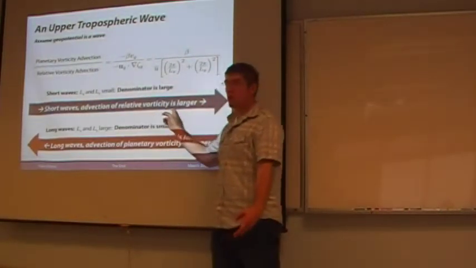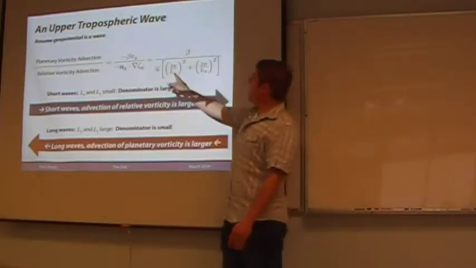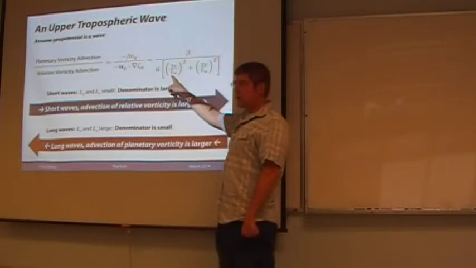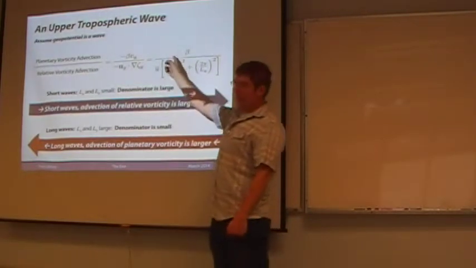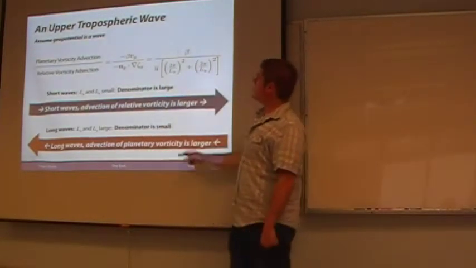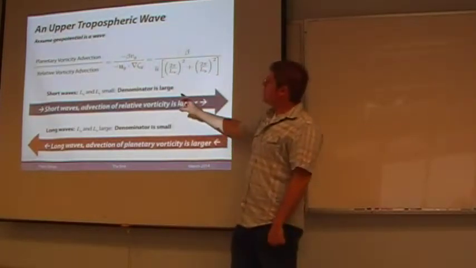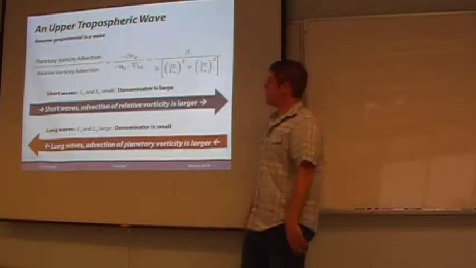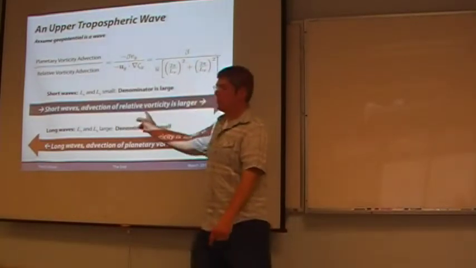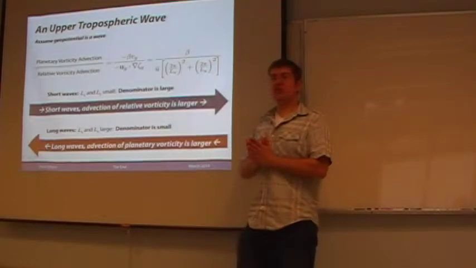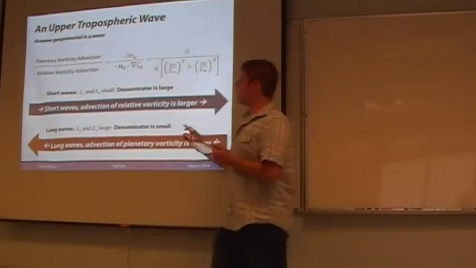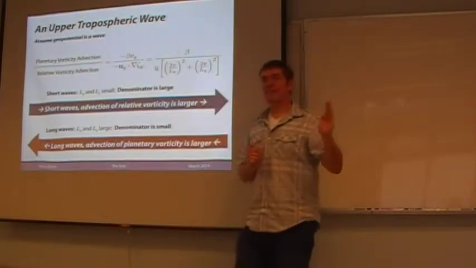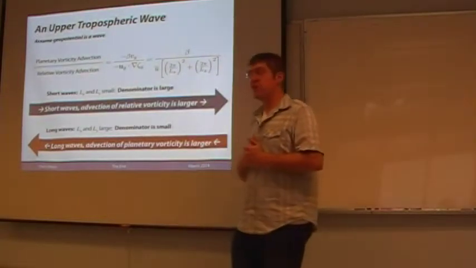And in particular for short waves, this Lx was small, 1 over Lx is large, then 1 over that is small again, and so planetary vorticity advection is going to be smaller than relative vorticity advection in that case. And so for short waves, relative vorticity advection pushes the synoptic scale disturbance to the east, and for long waves, the tendency is for the waves to propagate to the west because planetary vorticity advection is dominant in that case.